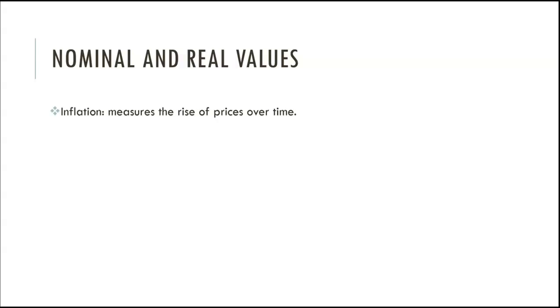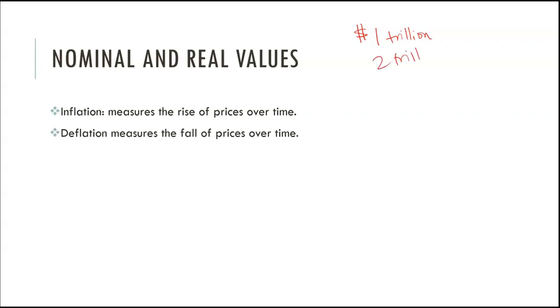Inflation measures the rise of prices over time. Deflation is measuring the fall of prices over time. So in addition to producing more or less goods and services, we also have to deal with the fact that prices are changing. GDP is converted into a dollar value. So you may have a GDP of $1 trillion this year, a GDP of $2 trillion next year.